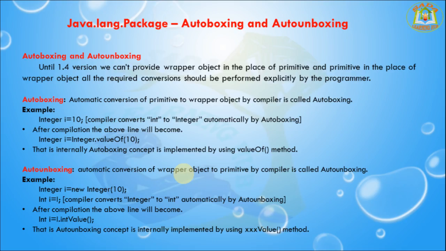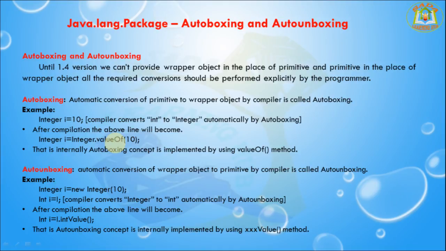Next, I'm going to discuss autoboxing. Autoboxing means automatic conversion of primitives to wrapper objects by the compiler. For example, if I am taking Integer i = 10, the compiler converts int to Integer automatically by autoboxing. After compilation, the above line becomes Integer i = Integer.valueOf(10). Internally, the autoboxing concept is implemented using the valueOf method.